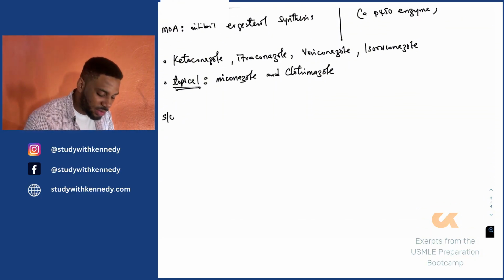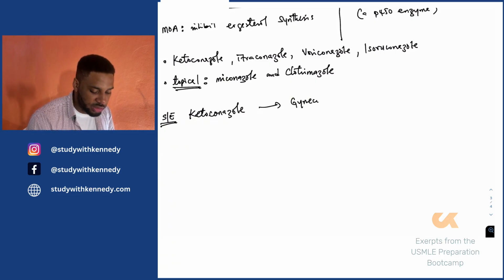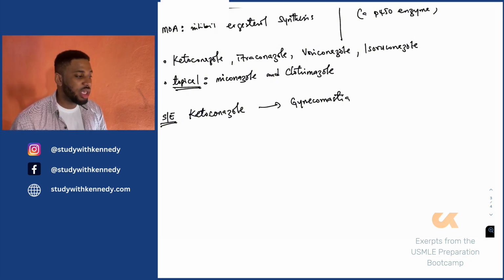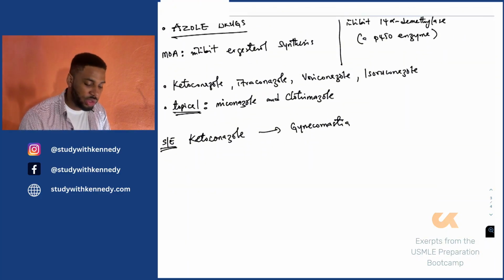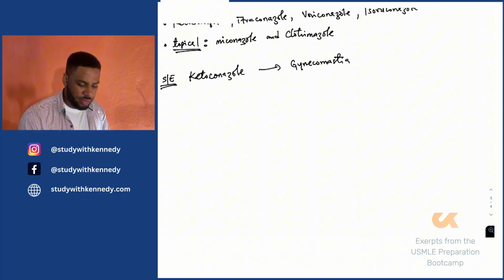What are the side effects of these medications? They don't have major side effects that you want to be worried about. But ketoconazole causes gynecomastia. You want to remember that ketoconazole inhibits one of the enzymes in your testosterone synthesis pathway. So it inhibits testosterone synthesis technically. And because you're reducing testosterone in a male, you're going to cause gynecomastia. That is what you want to remember. Those are azole drugs.